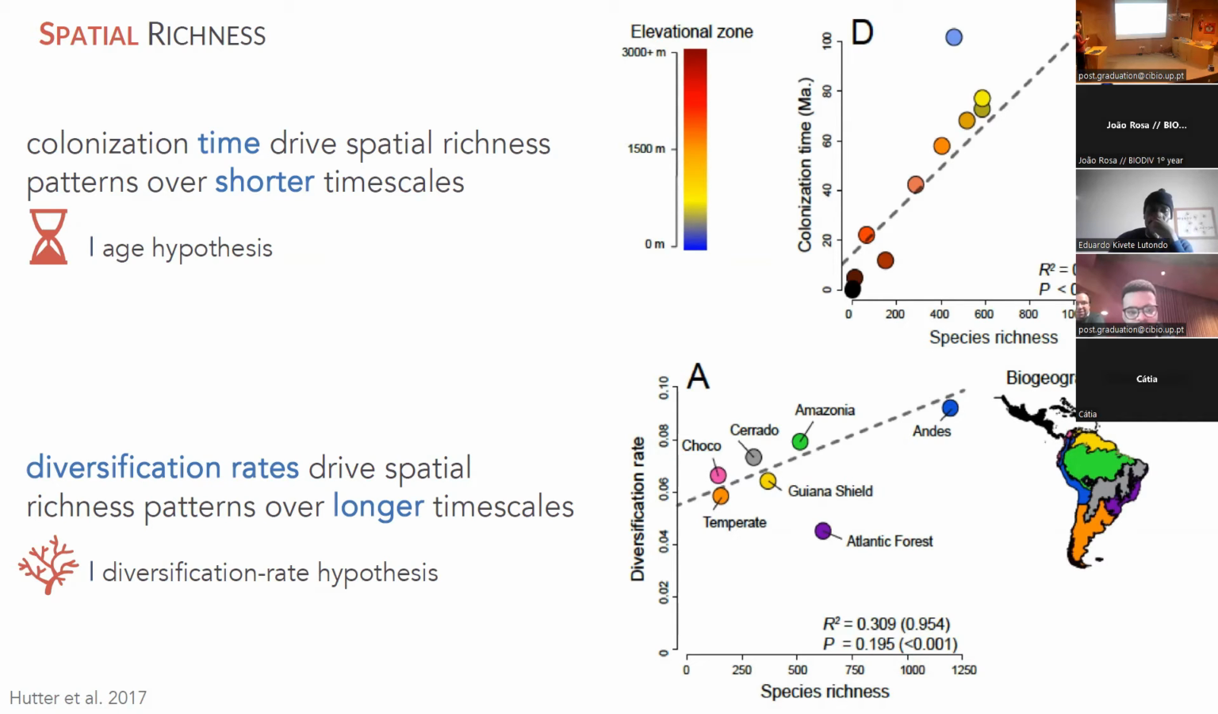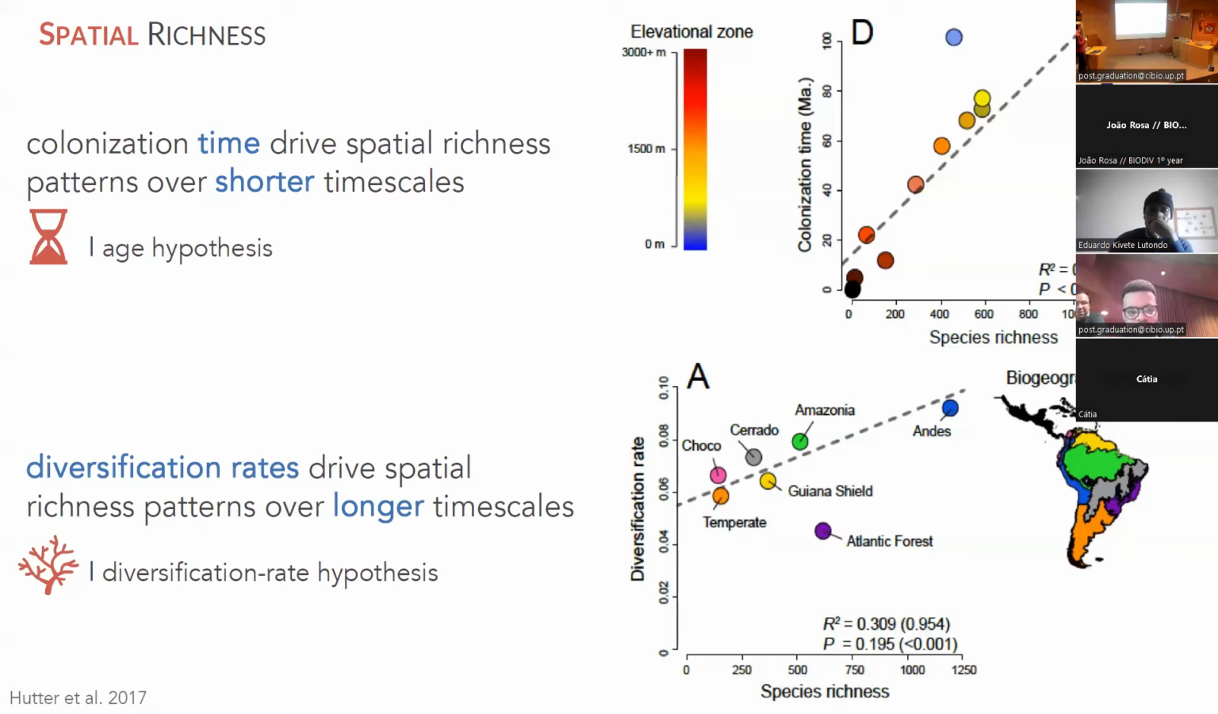Regarding the spatial richness patterns, it has been found that colonization time drives spatial richness patterns over shorter timescales. At least this is a study for amphibians that found evidence for the age hypothesis for amphibians in the Andes, where they found that within the families and within the Andes, in different elevational zones, you can find a positive relation between the colonization time and species richness. So older elevational zones will have more species, but then they also found that diversification rates drive spatial richness patterns over longer timescales for the same group.